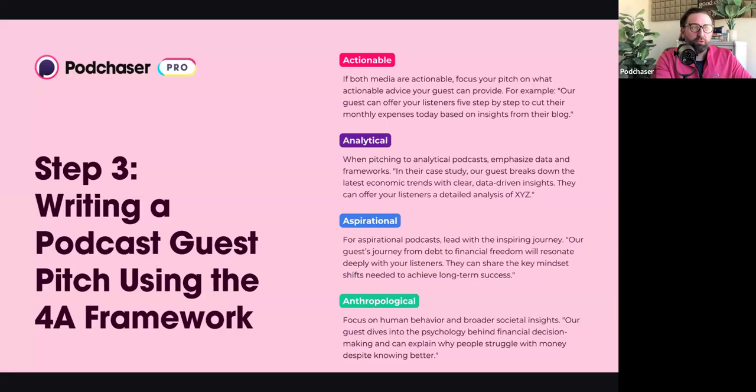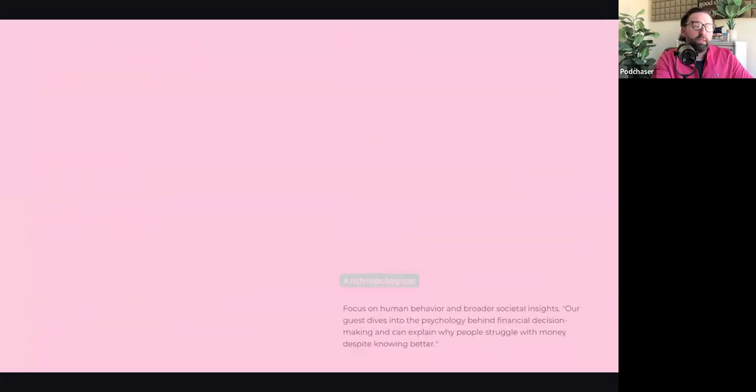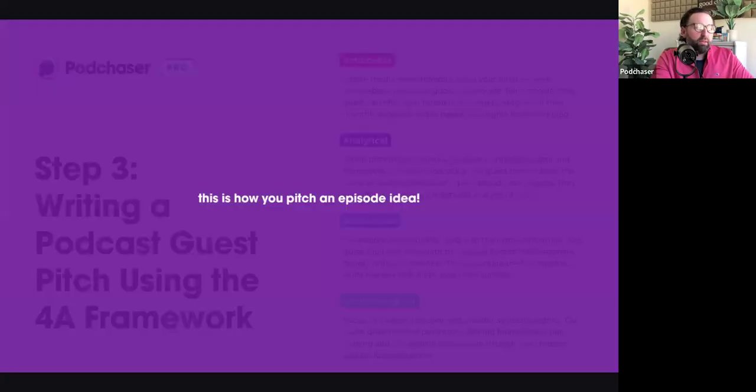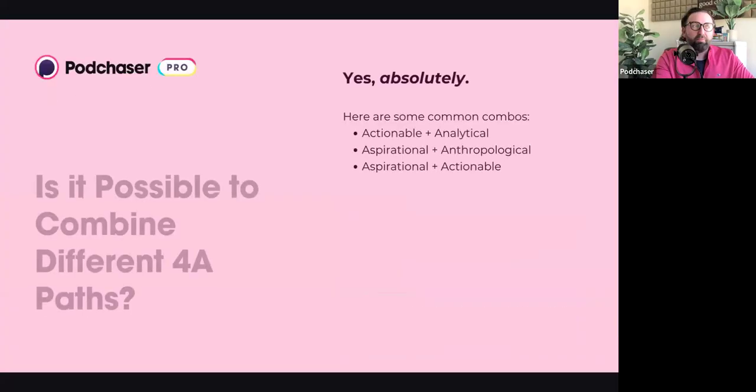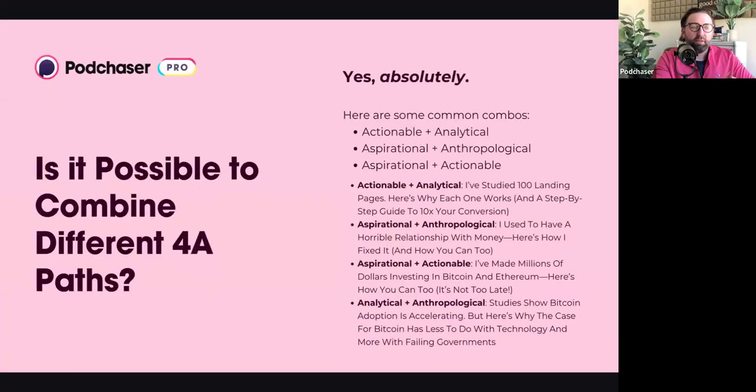And again, there's no rule that says you can only use one of the 4As. You can actually use them in conjunction. And again, this is how you pitch the episode idea, by the way, with the guest alignment, with the podcast 4As. You're going to leverage episode titles, episode descriptions. You're going to run it through the LLM of your choice. But again, we can combine these 4As, and some of the more common ones are going to be actionable and analytical, aspirational and anthropological, aspirational and actionable, and then analytical and anthropological, with some examples here too.